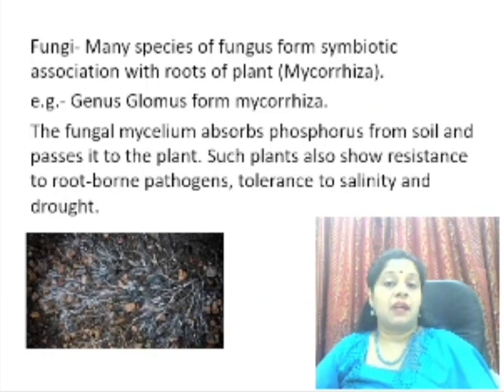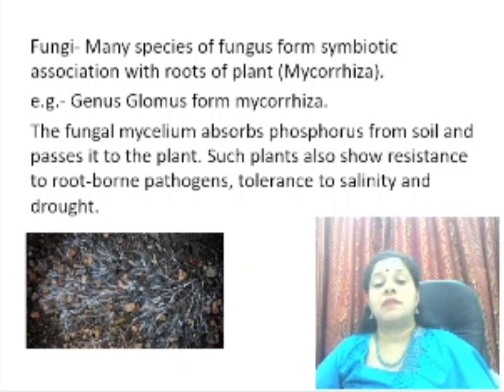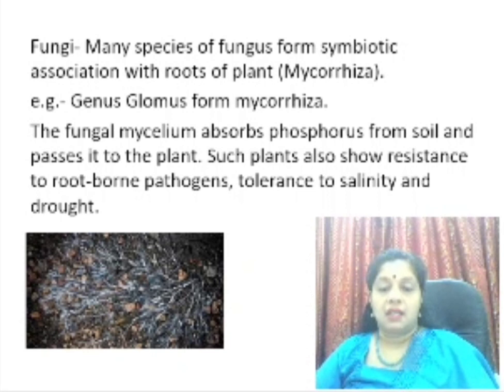Many species of fungus form a symbiotic association with the roots of plants. You can see a root in the picture. It has a whitish appearance. That is nothing but fungus. This is called a mycorrhiza. So what is mycorrhiza? Association of fungus with the roots of plants, especially plants like pine trees. Here the fungus is from the genus Glomus. The mycorrhiza is the association. The fungus involved in this association is the Glomus.